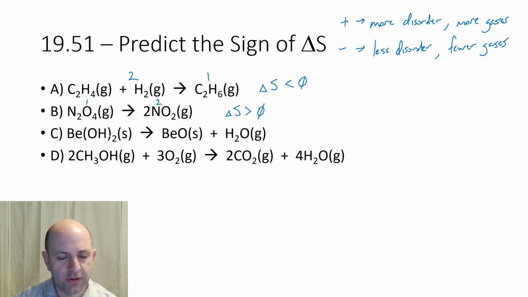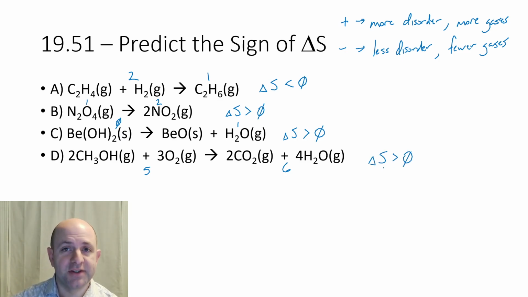If we look at letter C, we're starting with a solid, so there are 0 gases, but we end with a solid and a gas, so we go from 0 to 1. We've increased the number of gases, so again, delta S will be greater than 0. And then for letter D, we start with 1, 2, 3, 4, 5 gases, but we end with 6. And so there, again, we have more gases, more disorder. We're going to expect delta S to be greater than 0, to be positive.